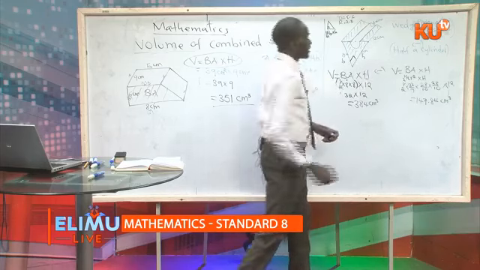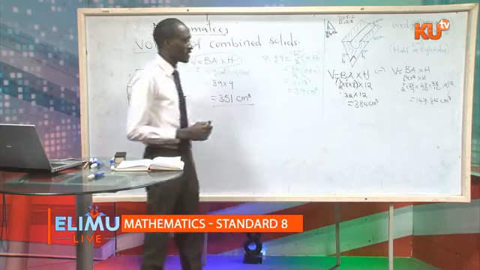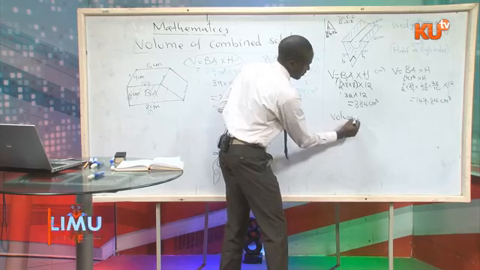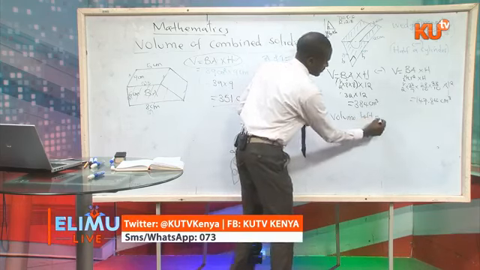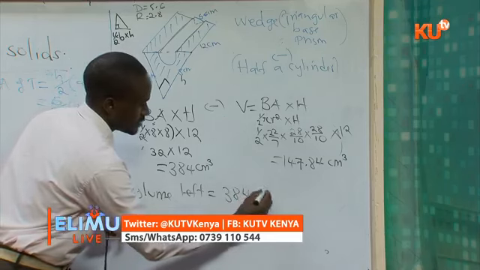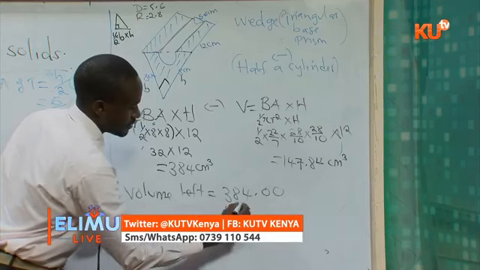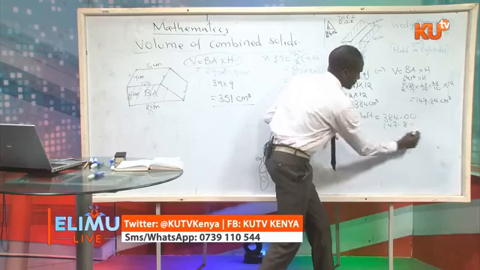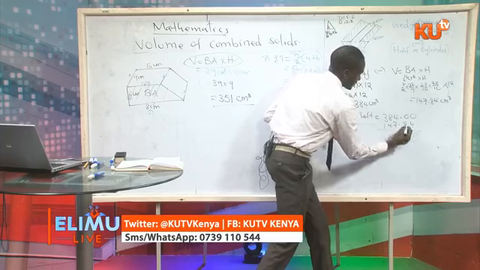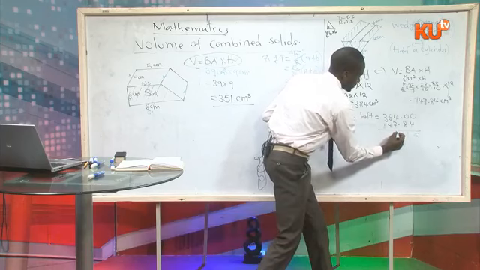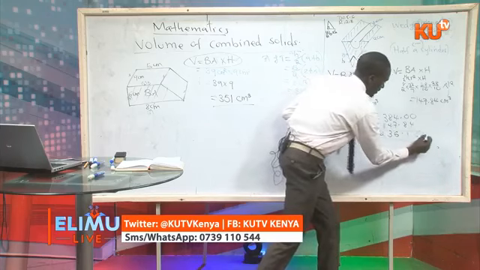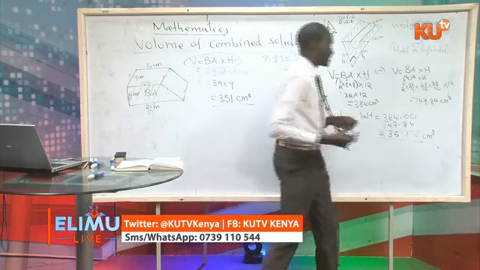Now you have the volume of the wedge and volume of half a cylinder. Now you take away. That's where you have to be very careful taking away. Volume left is 384.00 take away 147.84. That gives us 236.16 cubic centimeter.